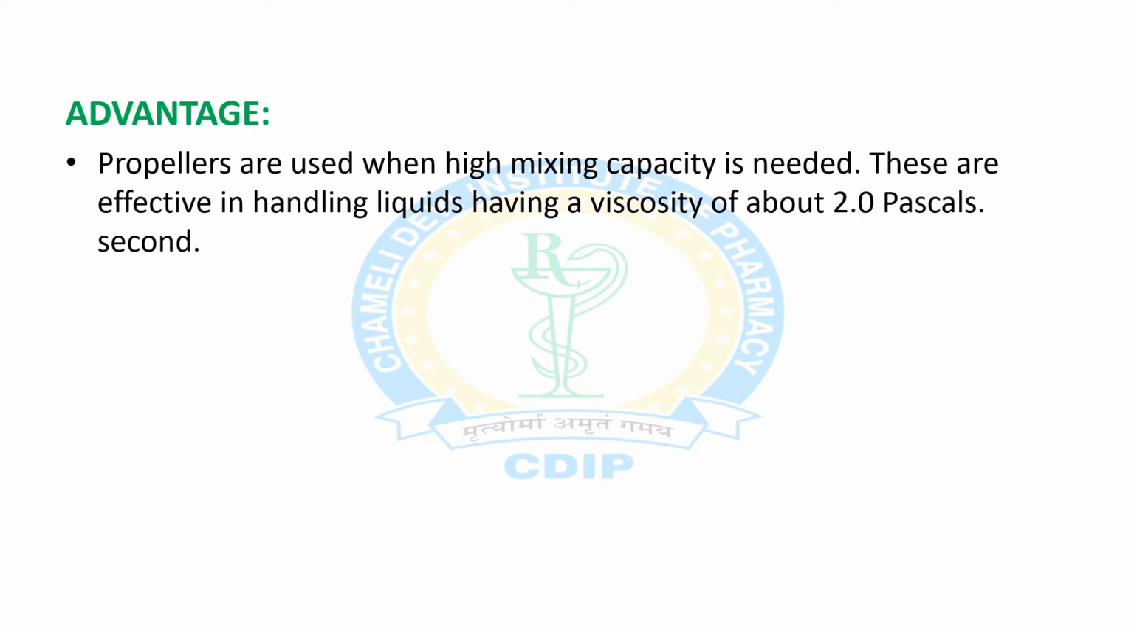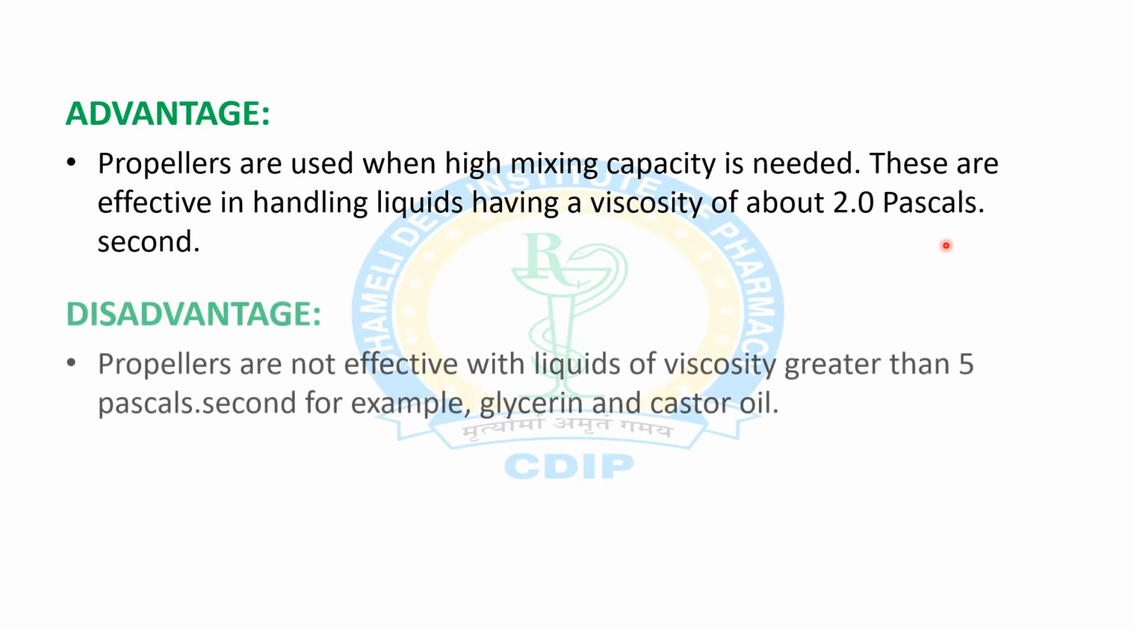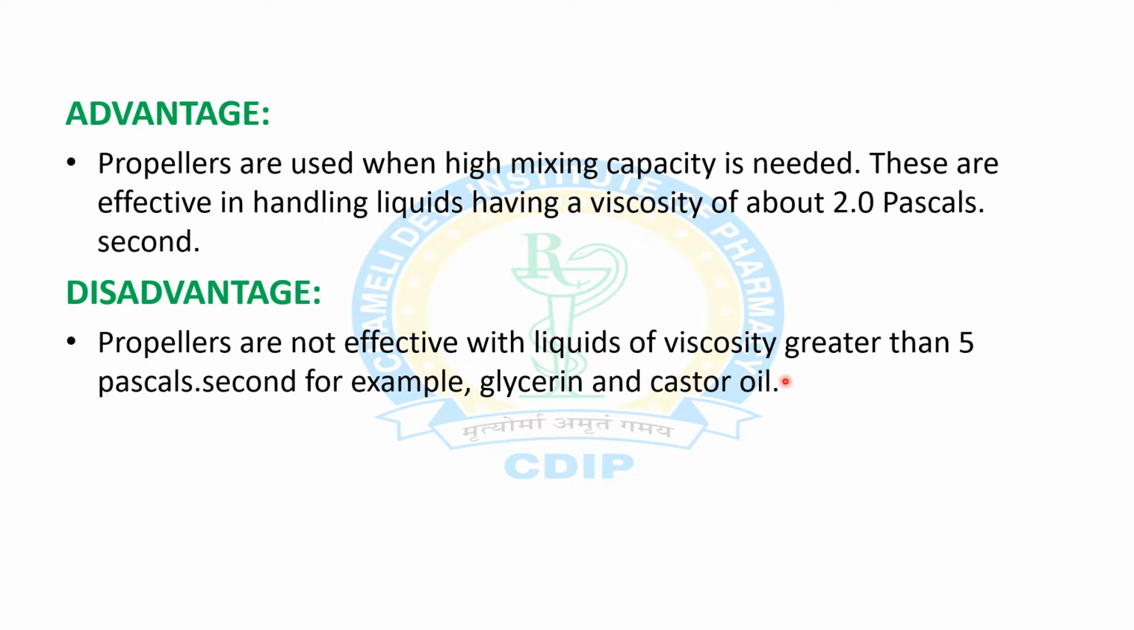Now let's see the advantage. The advantage of propellers is they are used when high mixing capacity is required, and they can easily handle liquids with viscosity of about 2 pascal second. And the disadvantage is it is not effective for liquids with viscosity greater than 5 pascal second, for example glycerin, castor oil. So for the mixing of glycerin and castor oil, propellers are not an ideal mixer.